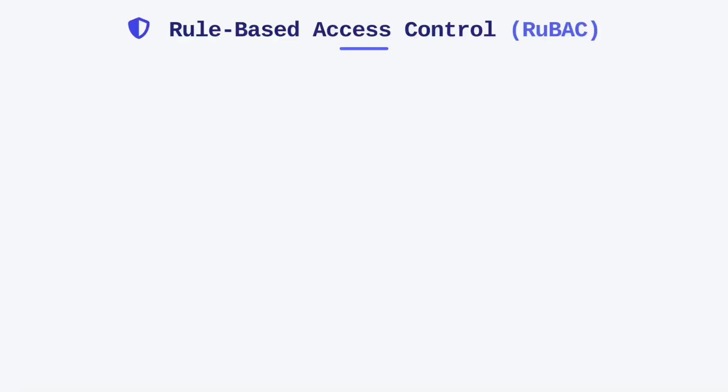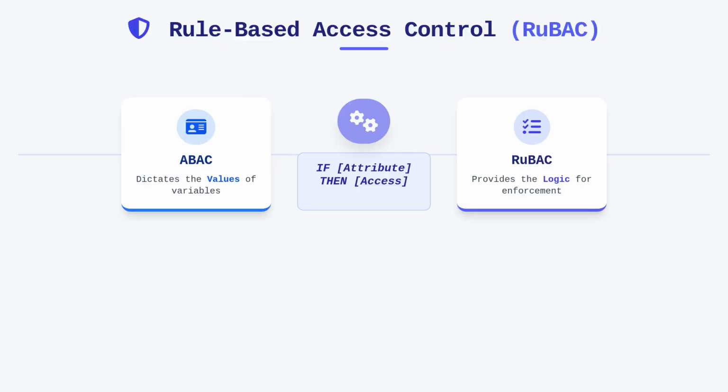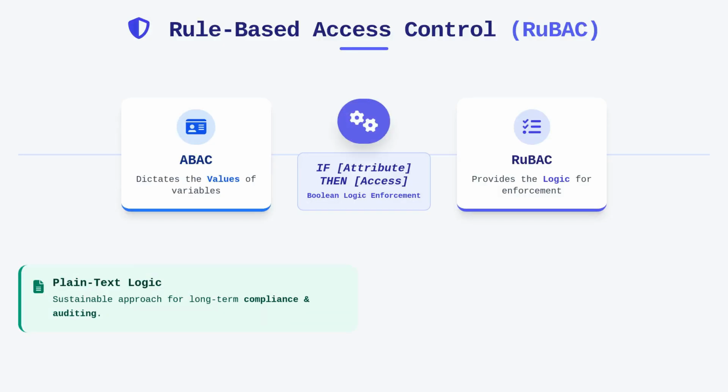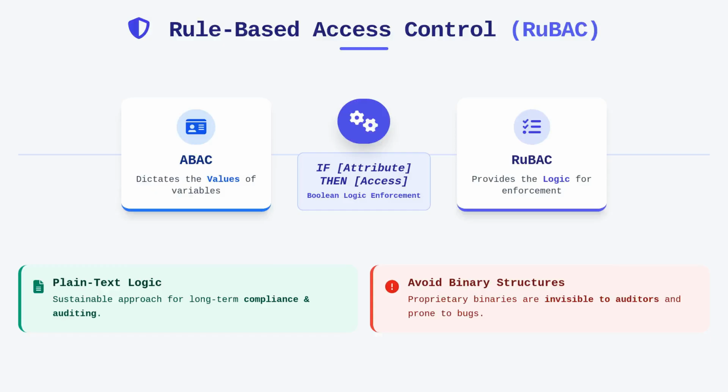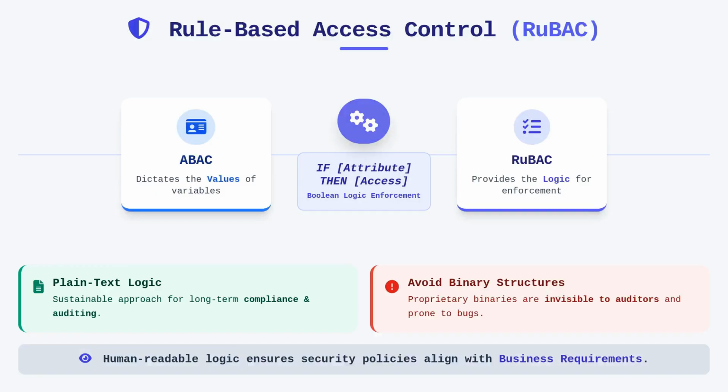Rule-based access control, or RuBAC, often works in tandem with these attributes to provide the concrete logic needed for enforcement. While ABAC dictates the values of the variables, RuBAC provides the if-then statements or the Boolean logic that dictates whether access is granted or denied based on those values. When implementing this, I find that writing these policies in plain text logic is the most sustainable approach for long-term compliance and auditing. If a policy is codified as a complex, proprietary binary structure, it becomes invisible to auditors and difficult for your team to maintain without introducing bugs. By using human-readable logic, you ensure that the security policy aligns with the business requirements and that any member of the security team can immediately understand why a particular user was granted or denied access at a specific moment in time.